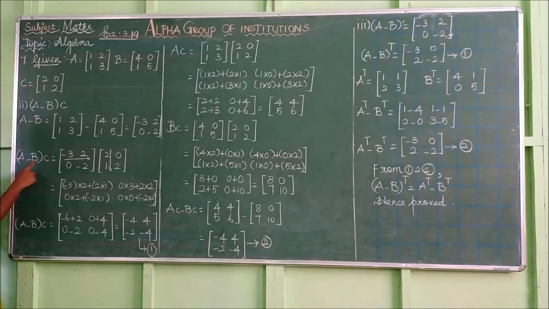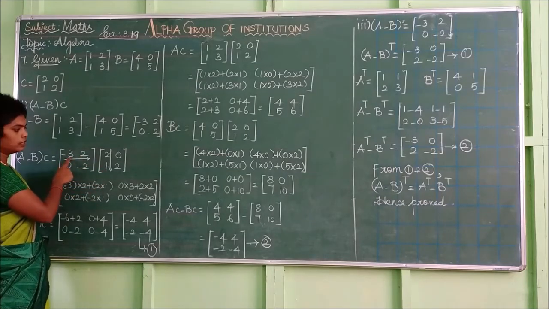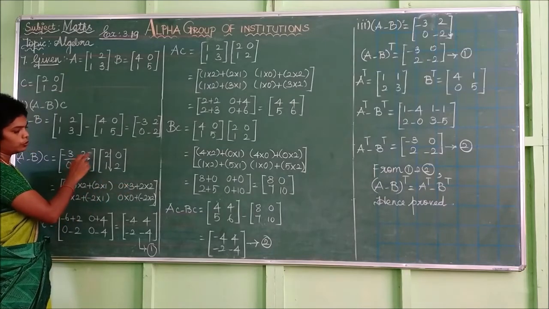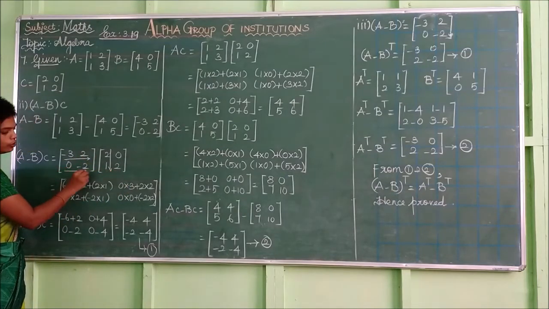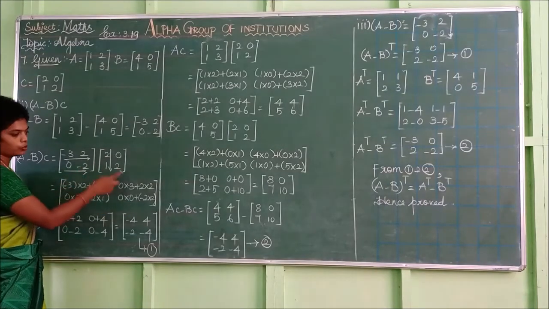So write A minus B into C, which is equal to: the A minus B matrix is minus 3 2 0 minus 2. Write the C matrix, here C is 2 0 1 2. Here we are going to do the multiplication. In matrix multiplication, you multiply the first row into the first column, then first row into the second column, second row into the first column, second row into the second column. So listen: minus 3 into 2 plus 2 into 1, then minus 3 into 0 plus 2 into 2, next 0 into 2 plus minus 2 into 1, next 0 into 0 plus minus 2 into 2.